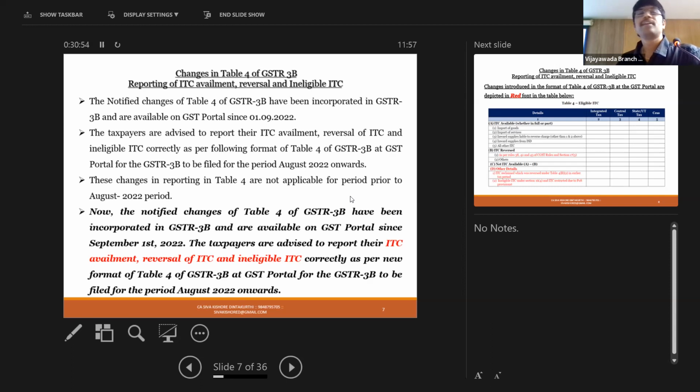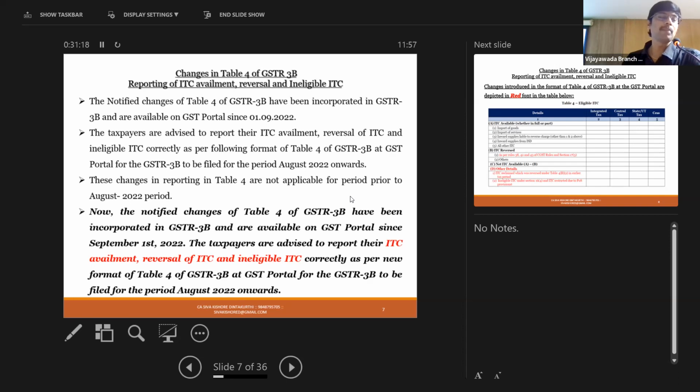Okay. So reversal of ITC. What is reversal of ITC? There are two kinds of reversals: permanent and temporary. Permanent, khata close. We are not entitled to it anymore. Temporary, we will decide later. Now we will reverse it. Later, we may avail it.